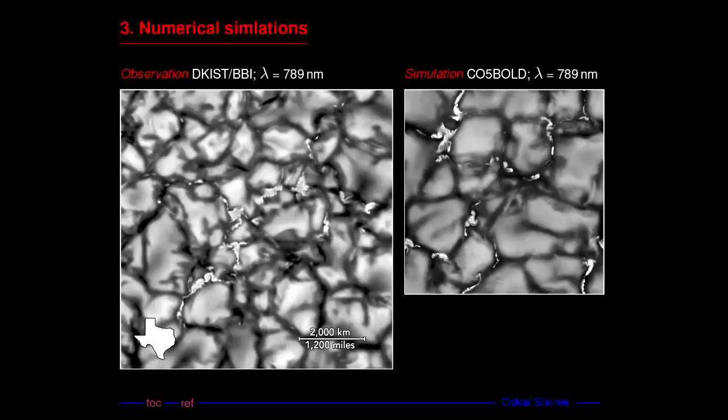Now I would like to move to simulations. On the left-hand side, we have again an observation of granules. You see, by the way, down here the state of Texas. So a granule has the size typically of the state of Texas. And here we solve the system of magnetohydrodynamic equations together with radiative transfer. And it shows you that it is pretty similar, down to small details of the magnetic field, to what is observed on the sun. So we can now pretty well reproduce at least what happens in the photosphere of the sun.